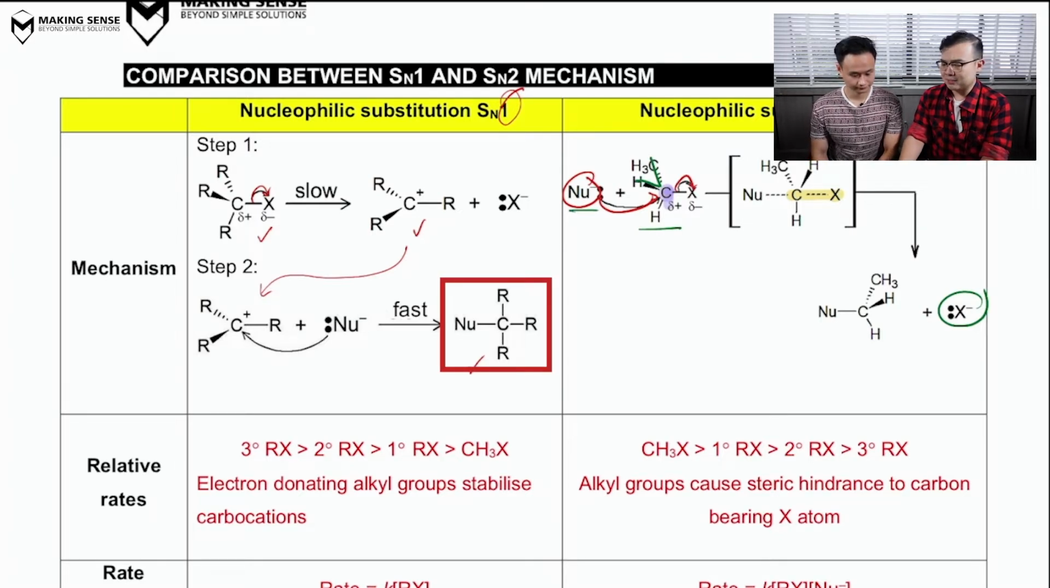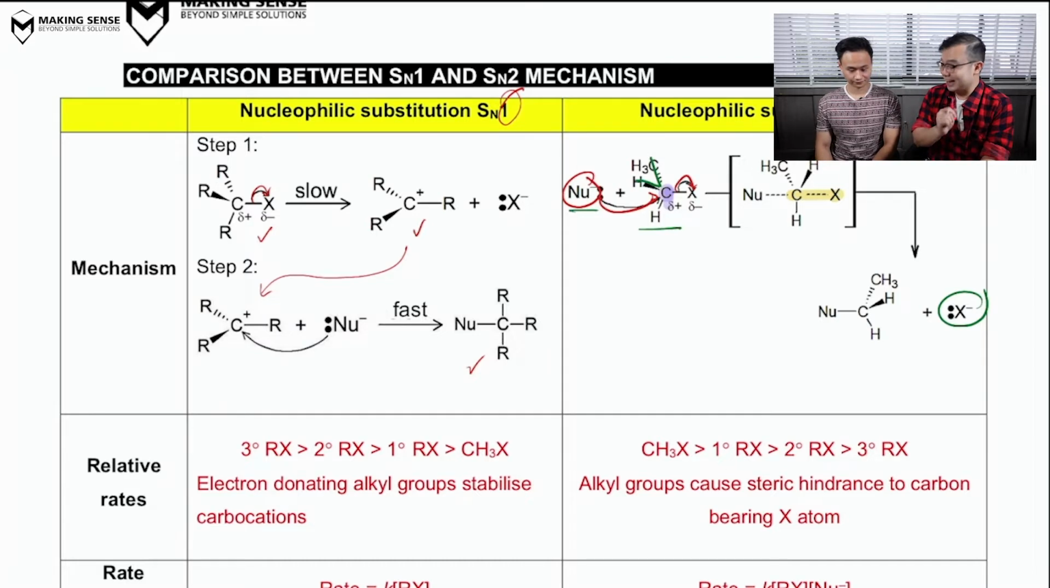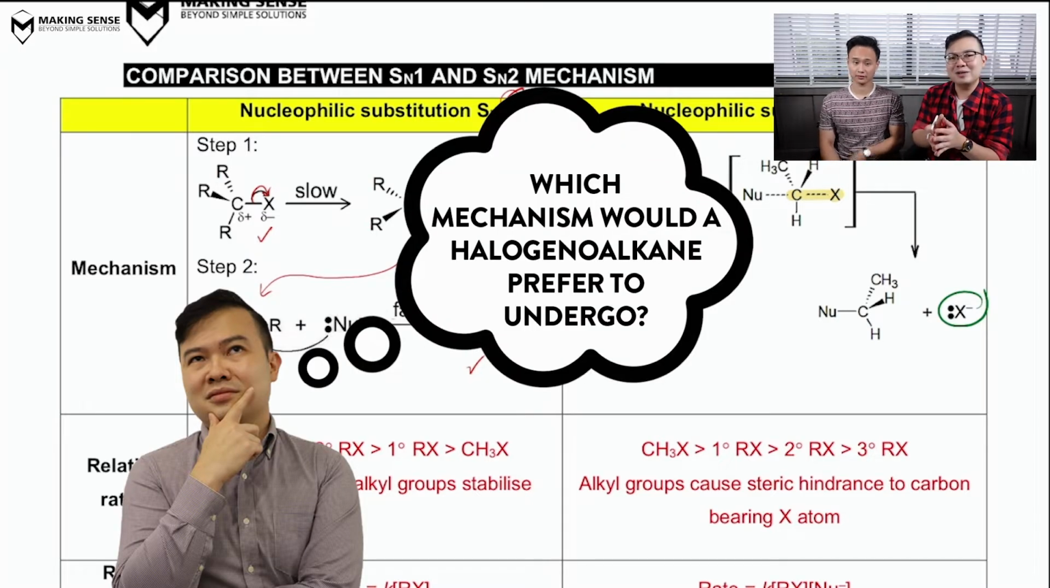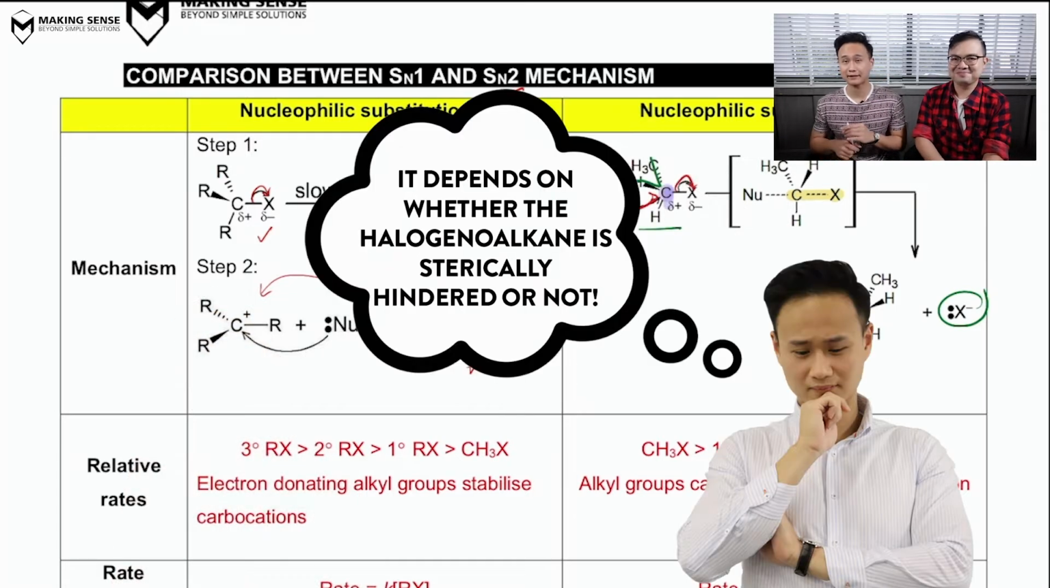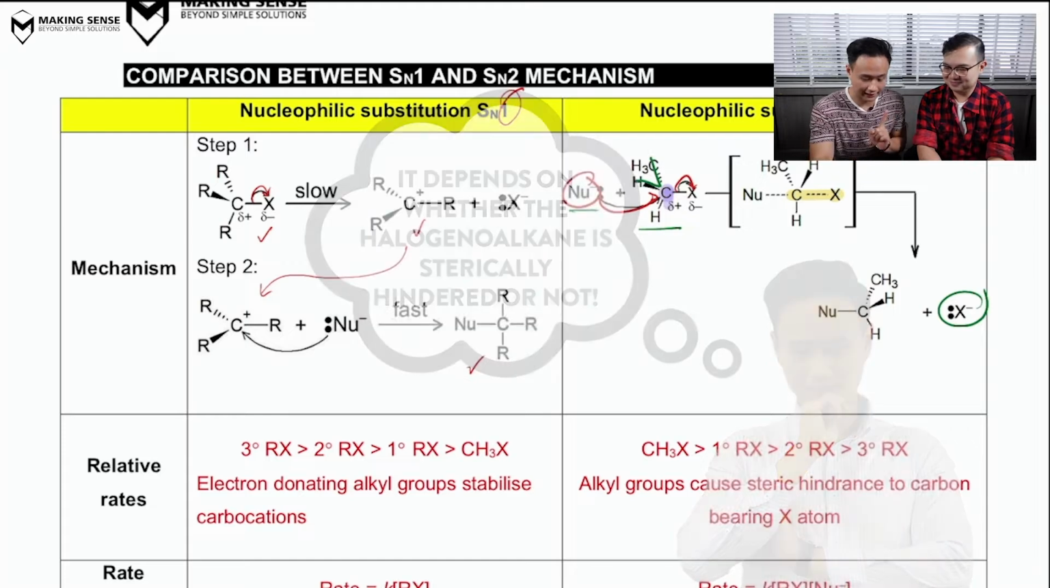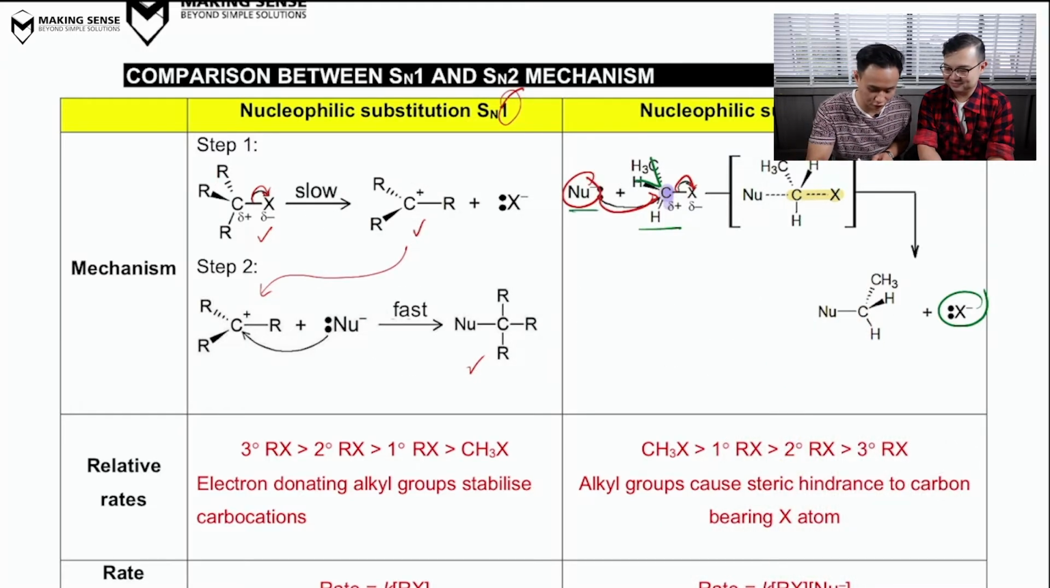Now, Mr. Tim, if you are a halogenoalkane, can you tell me which mechanism you would choose to undergo? Oh, that's quite tough. It really depends on whether your halogenoalkane is sterically hindered or not. If the carbon in the halogenoalkane is not sterically hindered, so we have only 1 alkyl group, usually primary RXs, then it is very easy for the nucleophile to come in and attack that carbon.